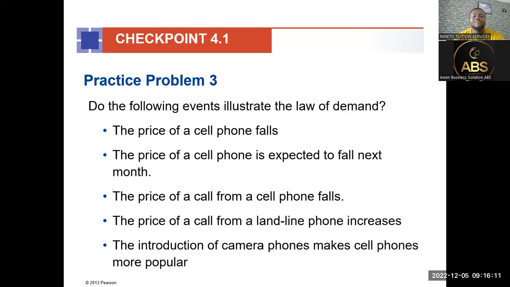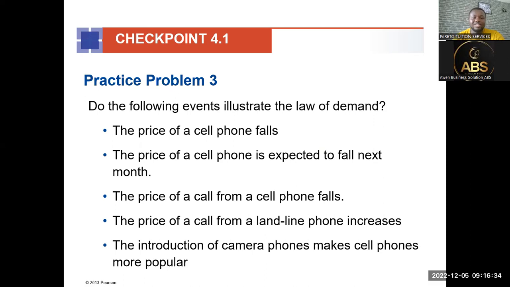Now, do the following events illustrate the law of demand? Okay, do the following events illustrate the law? Now, we just need to understand that we only have the law of demand when all the other factors affecting demand are held constant, except price. So we'll have the law of demand only if there's a change in the price of the good in question.